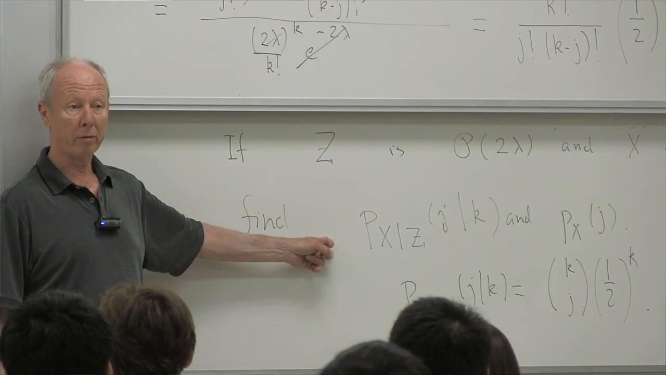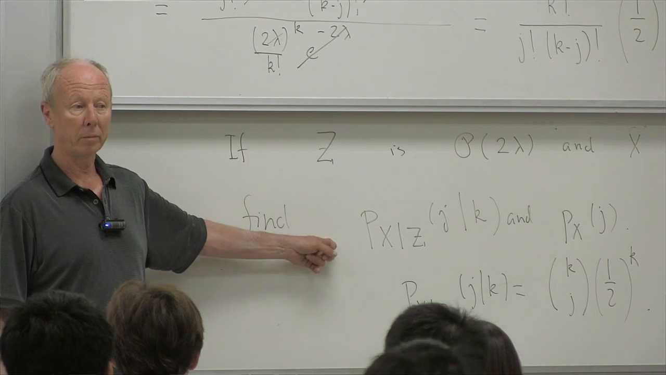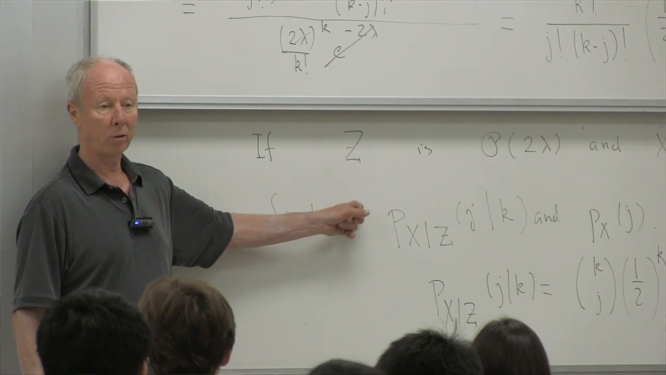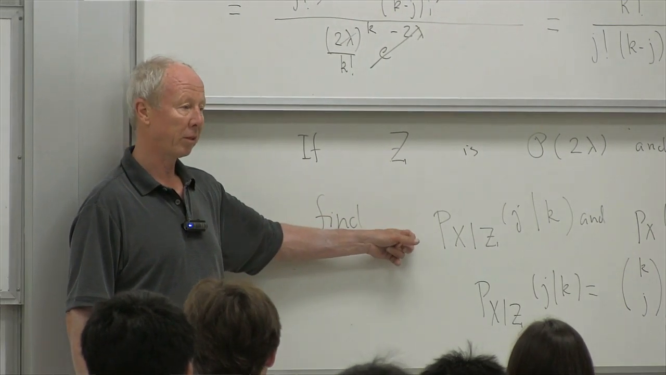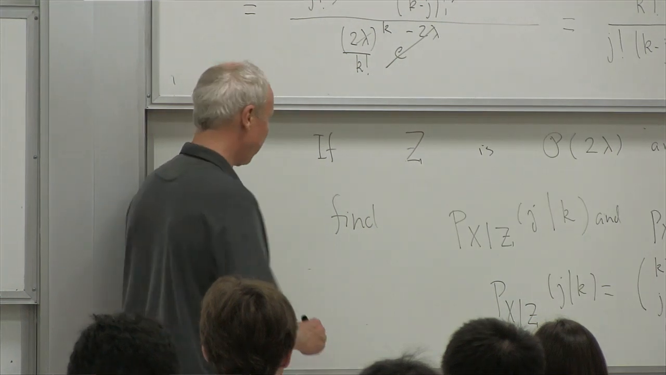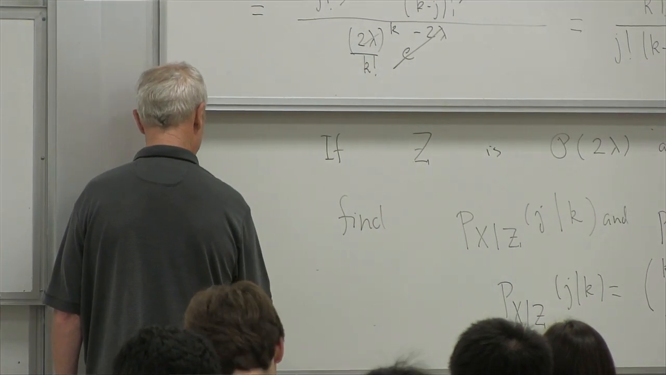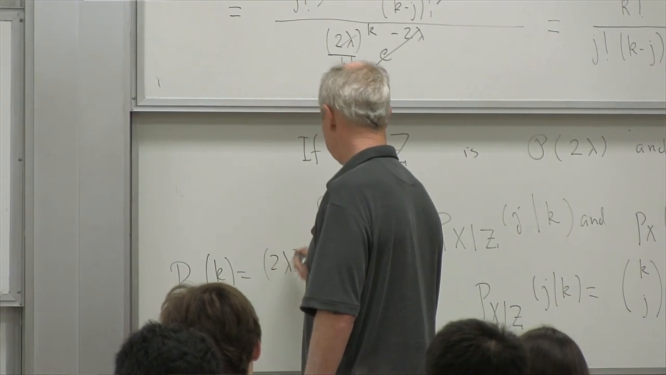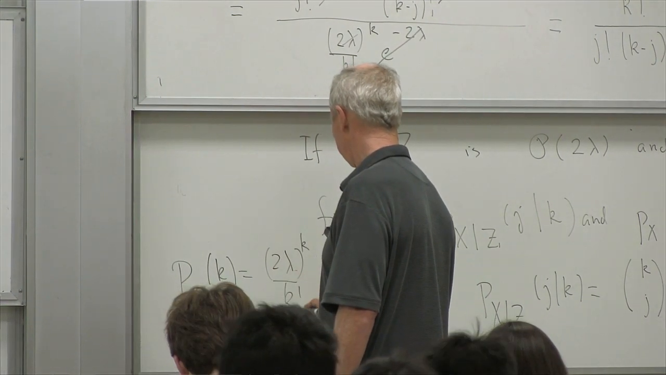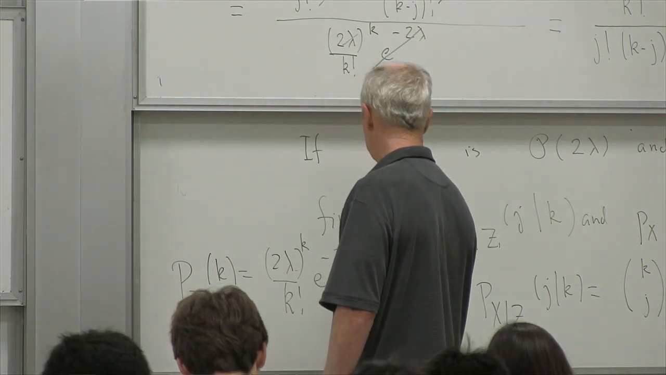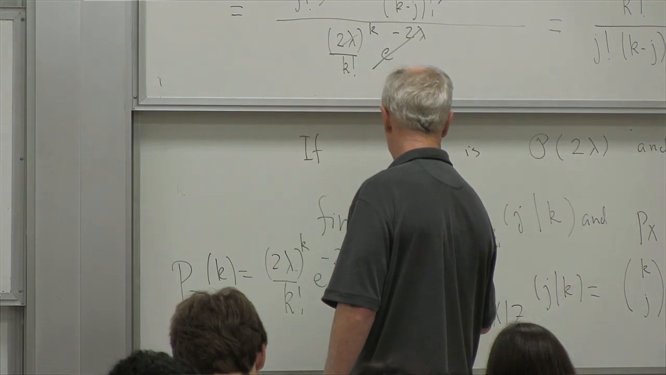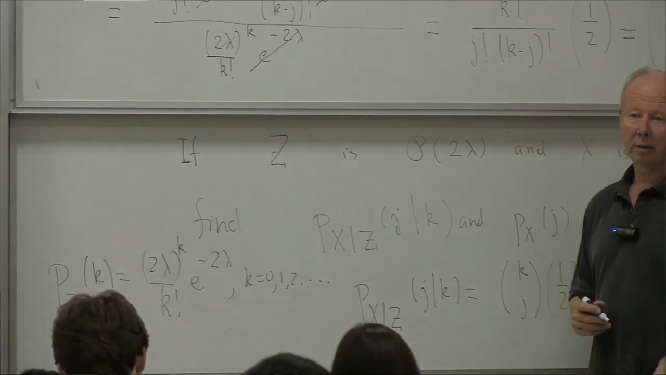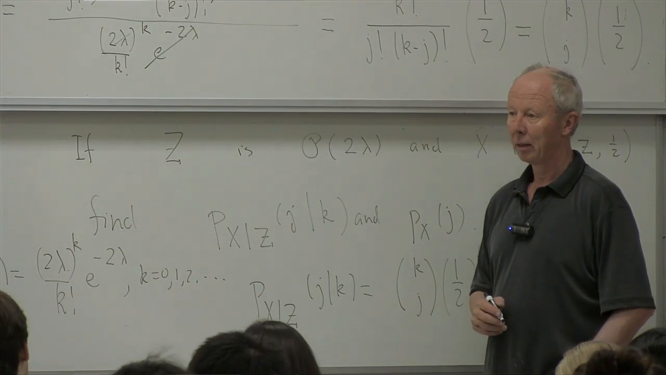So can we get the PMF for the pair x, z from this and this? How can we get the joint PMF from this and the marginal for z? What's the marginal for z? This is for k equals 0, 1, 2, etc., right? So we have the marginal for z and the conditional. Can we get the joint? How?